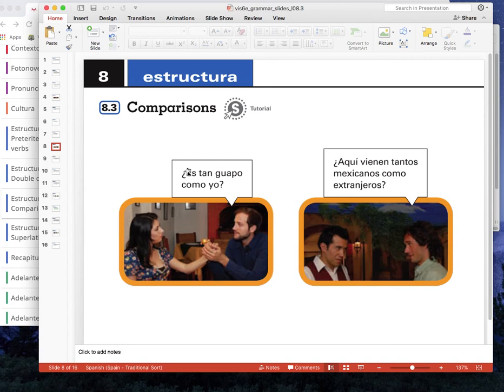Here are a few examples. Es tan guapo como yo. Like, is he as handsome as I? Aquí vienen tantos mexicanos como extranjeros. Do as many Mexicans as other foreigners come here?